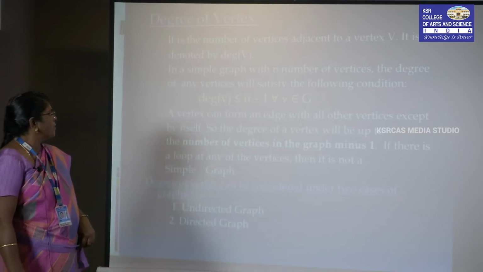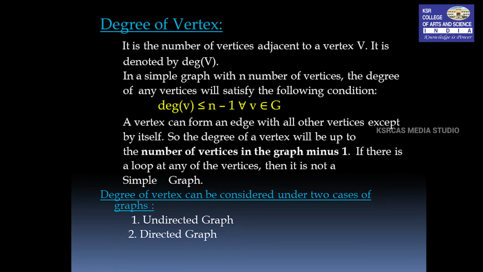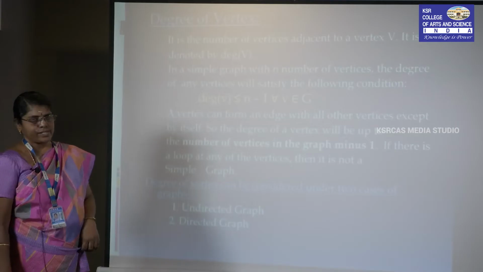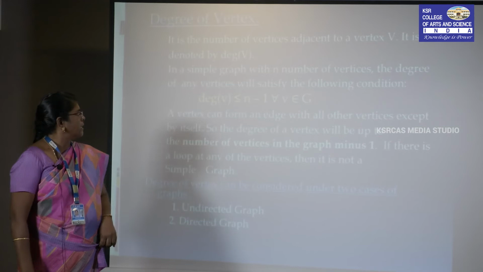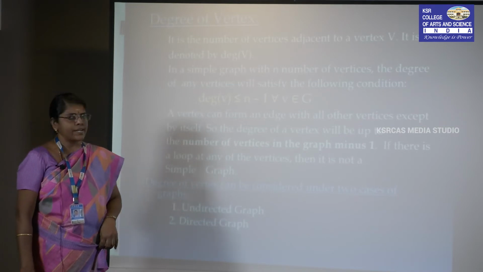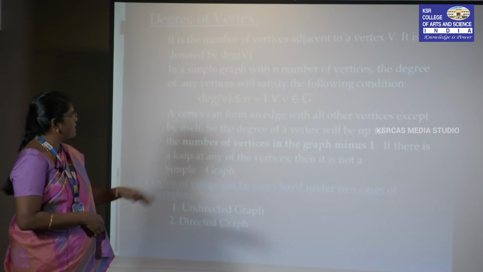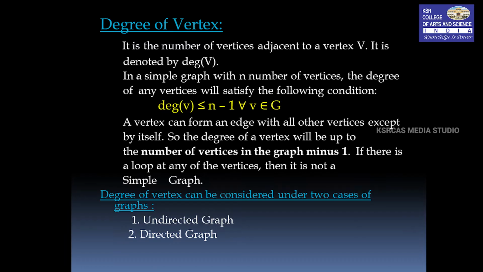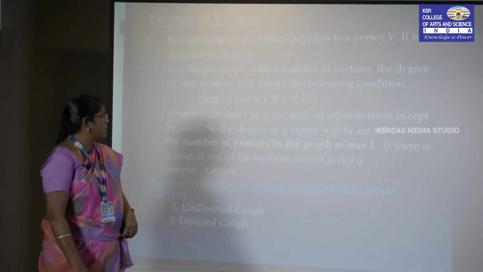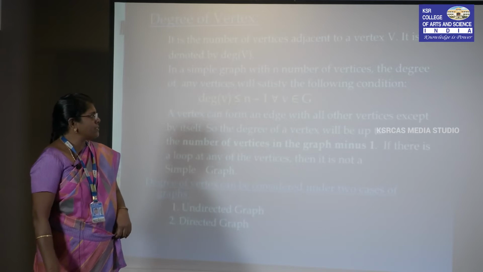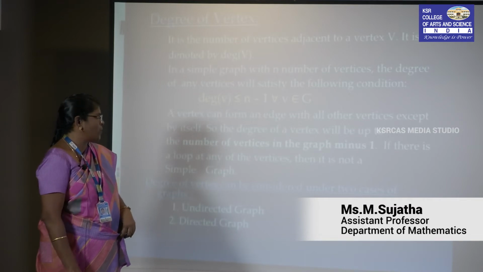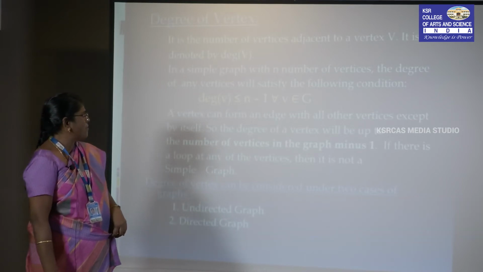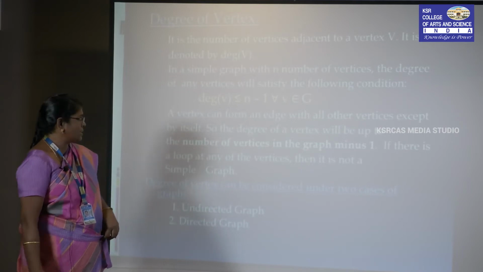In a simple graph, what does simple graph mean? A graph having no loops and no parallel edges is called a simple graph. In a simple graph with n vertices, the degree of any vertex will satisfy the condition: degree of V is less than or equal to n minus 1 for every vertex V in the graph G. Suppose there are n vertices in a graph, every vertex can connect with at most n minus 1 vertices if there is no loop. So the degree of every vertex is at most n minus 1 in any simple graph.